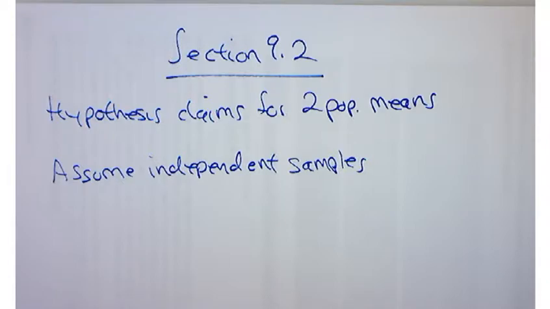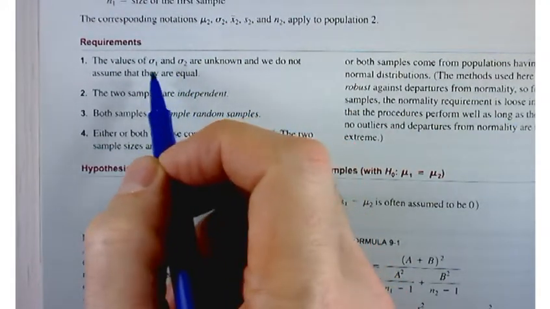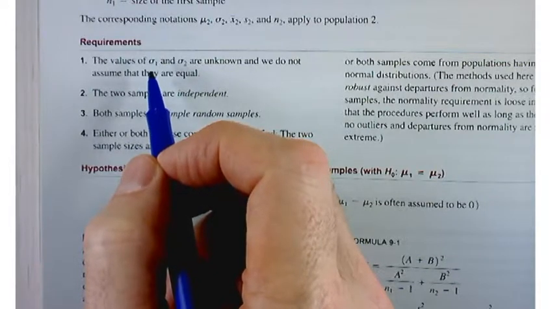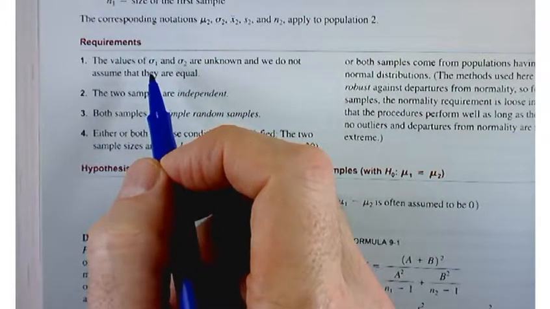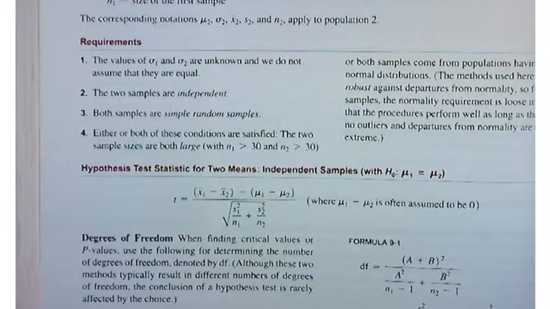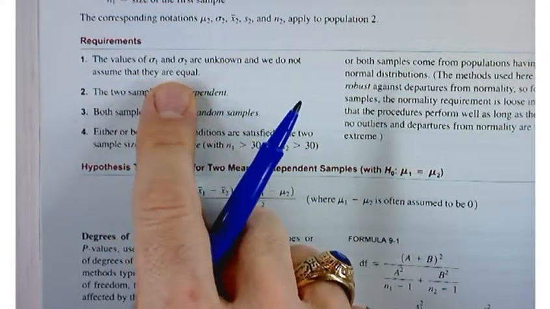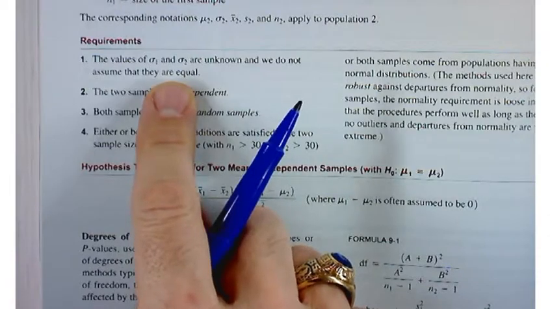Now let's look through the requirements. I like to call them assumptions. Marty calls them requirements. The assumptions about this test. Typically speaking, we don't know the values of sigma 1 and sigma 2. What is sigma, anyways, for us in this course? Standard deviation. So we don't know the standard deviations of the populations that we're dealing with. Okay, that's fine. We're not going to assume that they're equal. If you can assume that they're equal, sometimes you get a more powerful test.